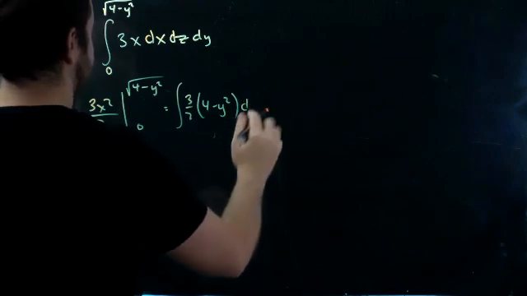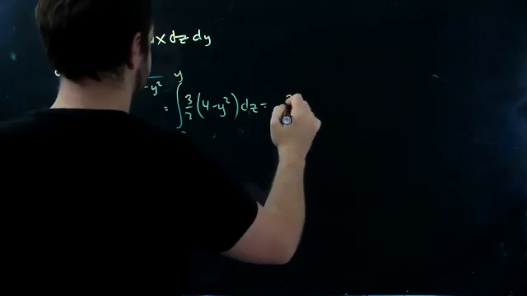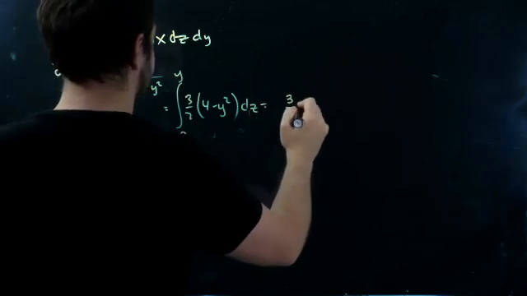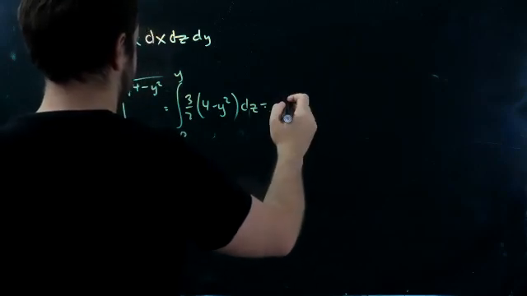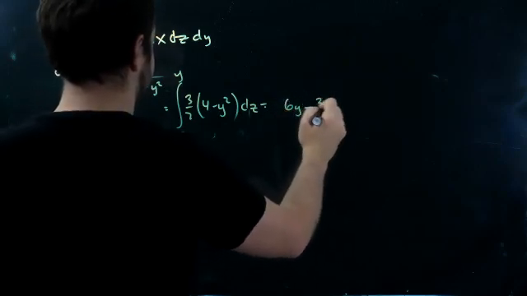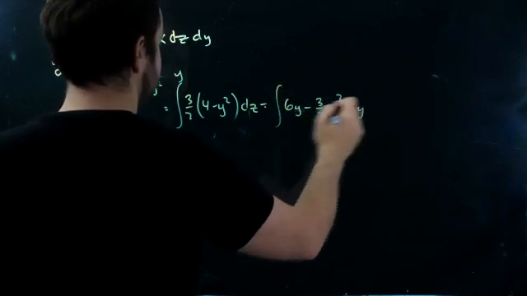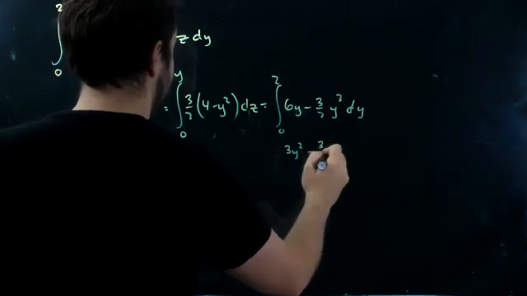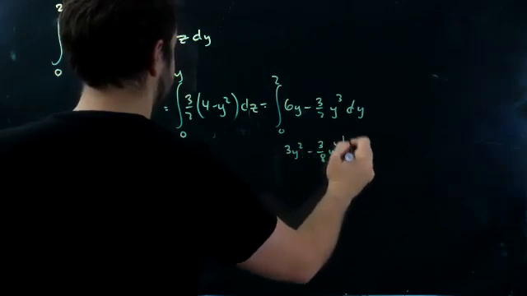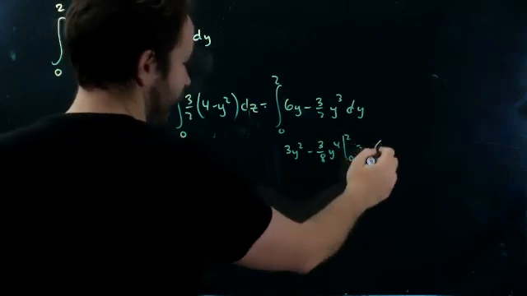Integrating with respect to z, 0 to y, gives me 3 halves. Let's do this. I get 6y minus 3 halves y cubed. Integrate this from 0 to 2, and I get 3y squared minus 3/8 y to the 4th. Plug in 0, plug in 2, find the difference. I get 12 minus 6, which is 6.